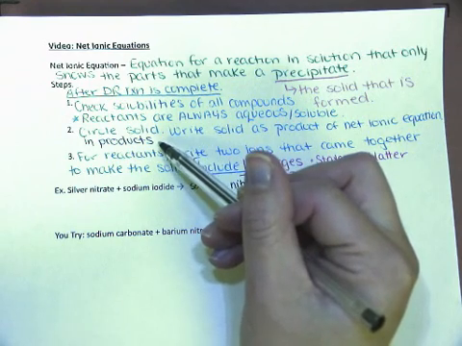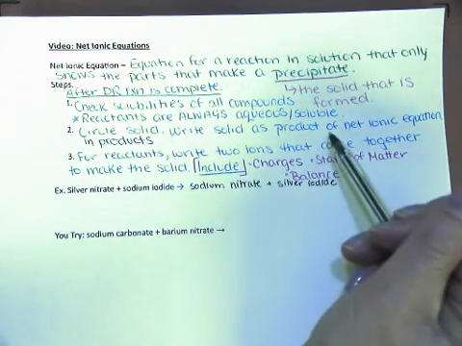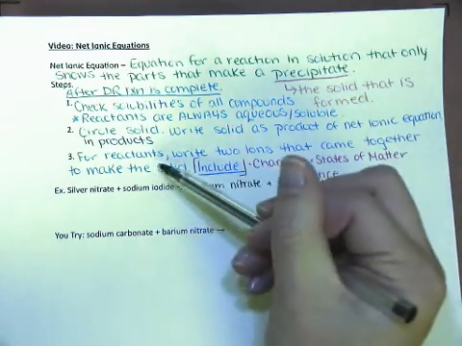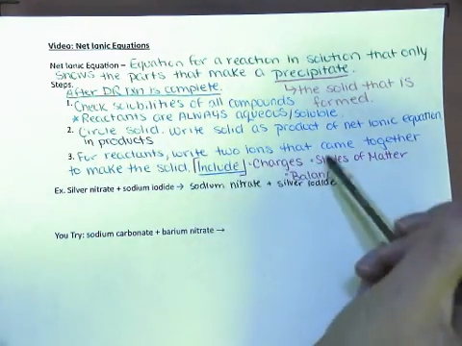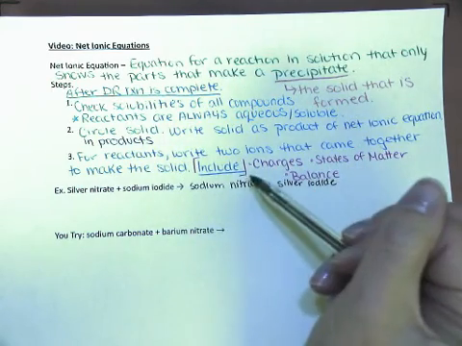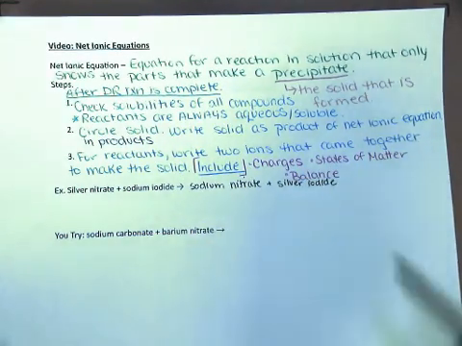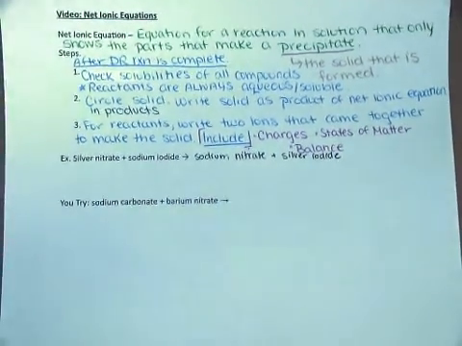Then, for your net ionic equation, you'll write the solid as a product of the net ionic equation. And for the reactants, you'll write the two ions that came together to make the solid. Remember to include charges, states of matter, and to balance. So let's do two examples.